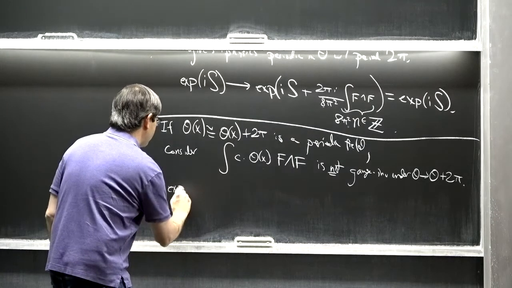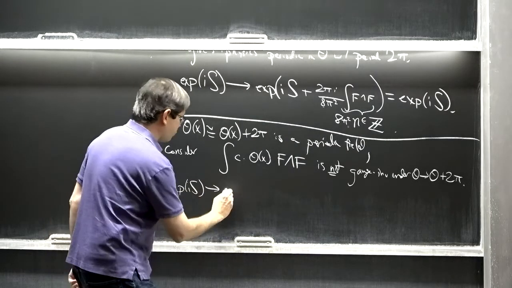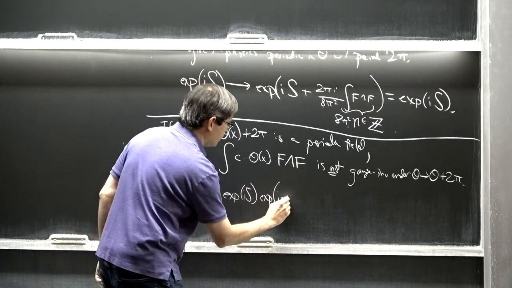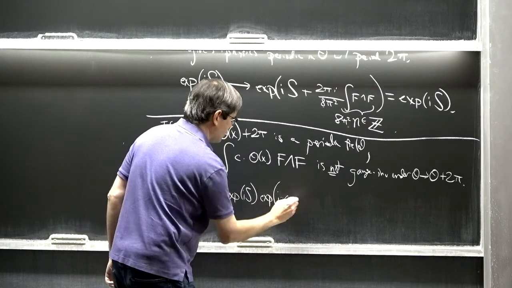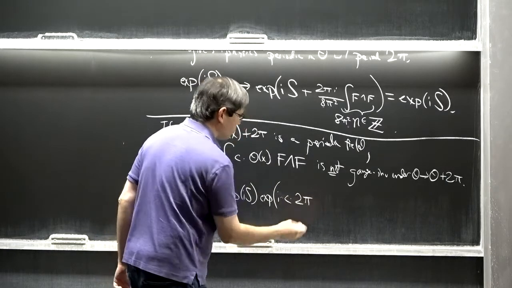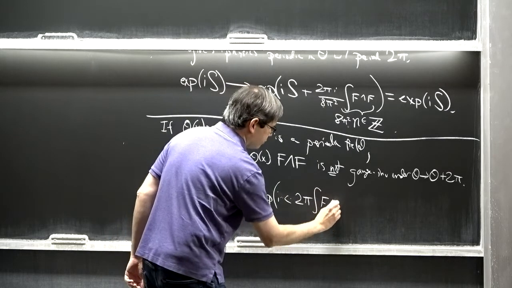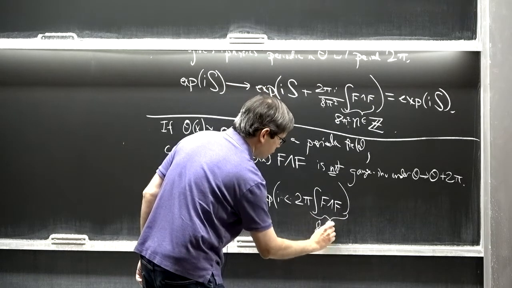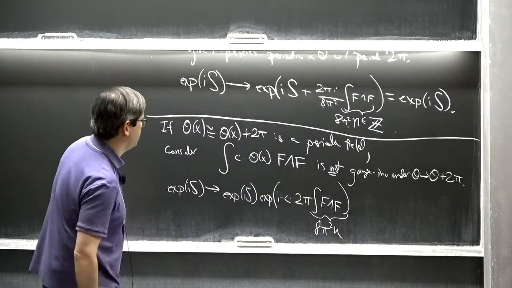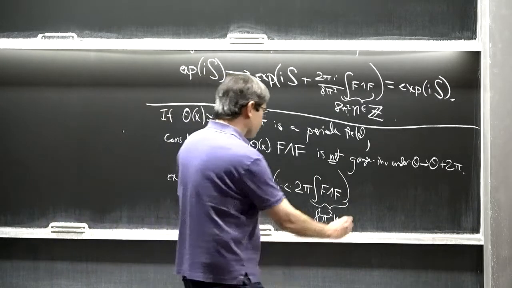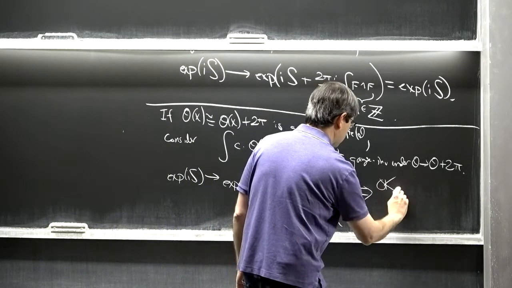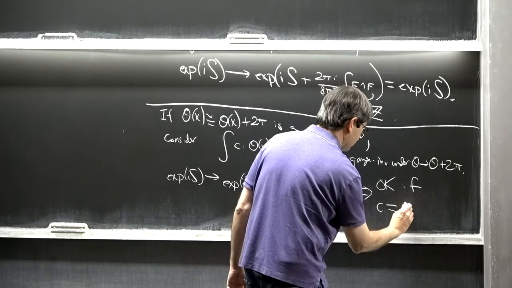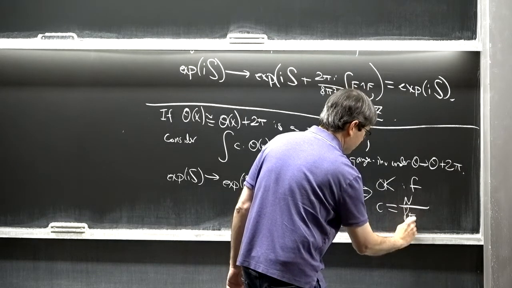So e to the i action goes to, again, e to the i action, times e to the i times the constant, shifted theta by 2 pi, so times 2 pi, integral f wedge f, which is, again, 8 pi squared times an integer. And what we conclude is this is OK if my constant is some integer over 8 pi squared.